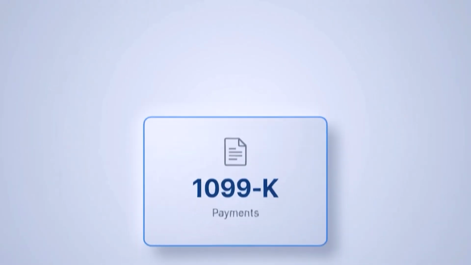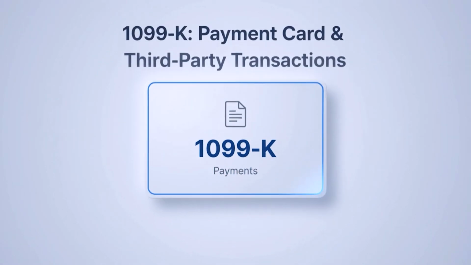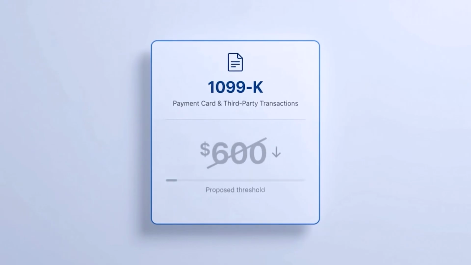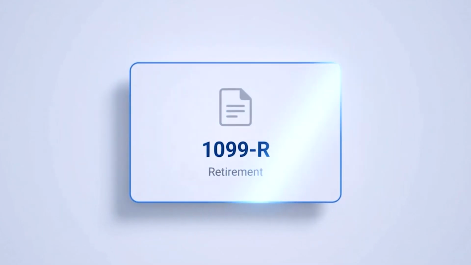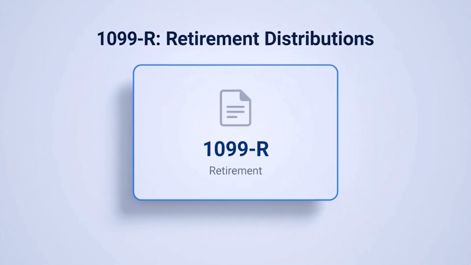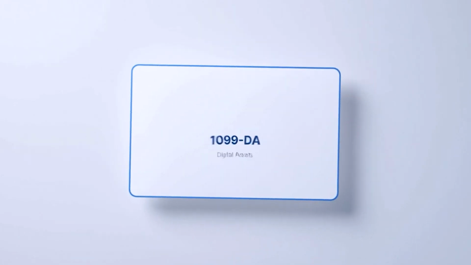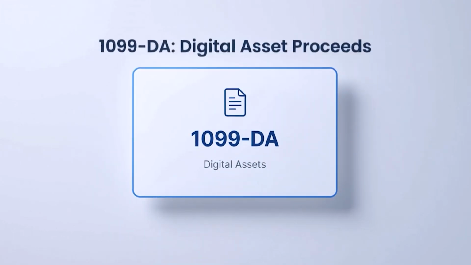Form 1099-K. This one's for payment card and third-party network transactions like Venmo, PayPal, or Square. The threshold here is $20,000 and more than 200 transactions. That's a restore back to the original number after a scheduled drop to $600 got reversed. Form 1099-R for retirement plan and IRA distributions. Form 1099-DA for digital asset sales.